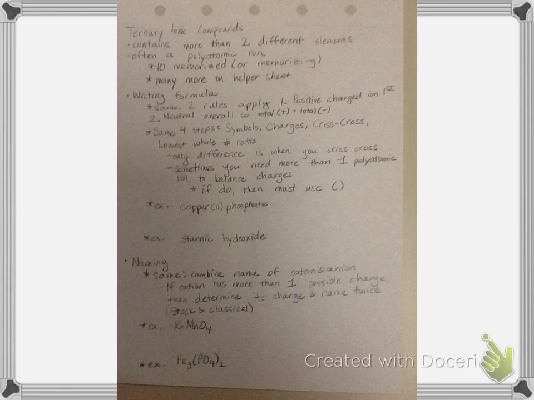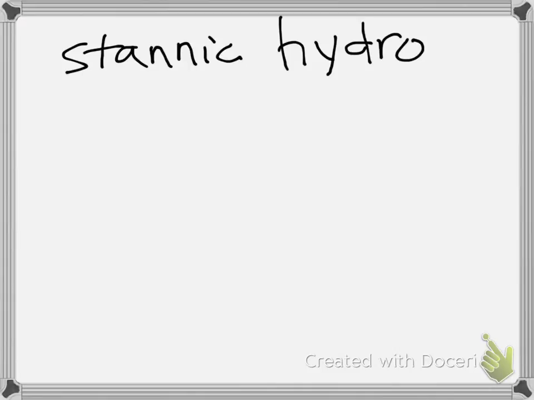Looking at our other example of stannic hydroxide, okay, so here we have stannic hydroxide. So again, first question being, is this ionic or molecular? Well, this is ionic, and hopefully you know that because this is one of the 10 polyatomic ions you have memorized. Because it has a polyatomic ion in it, it is an ionic compound. So again, symbols, charges, crisscross, lowest whole number ratio.